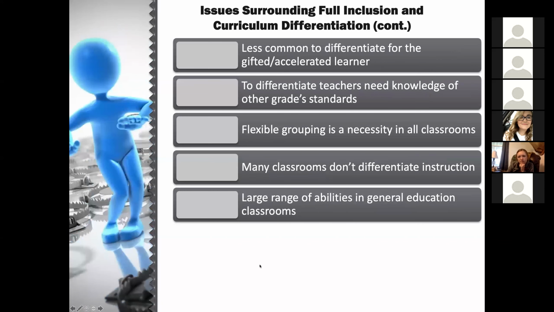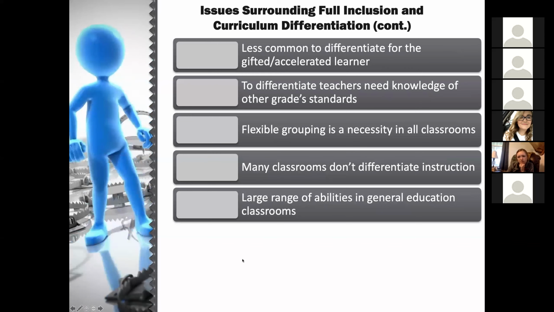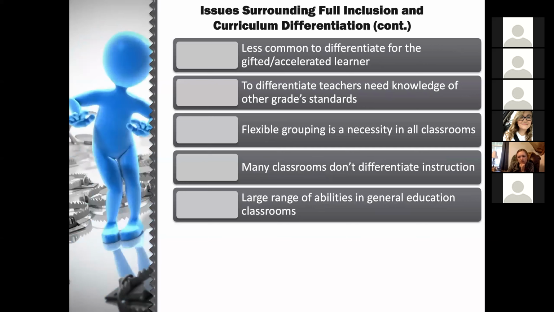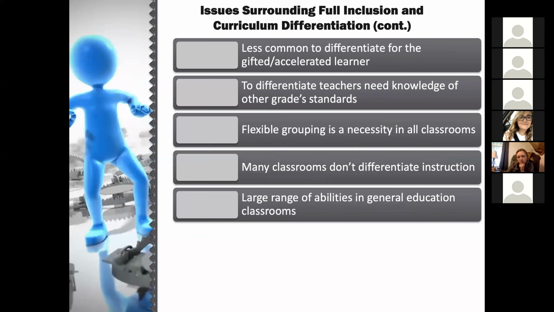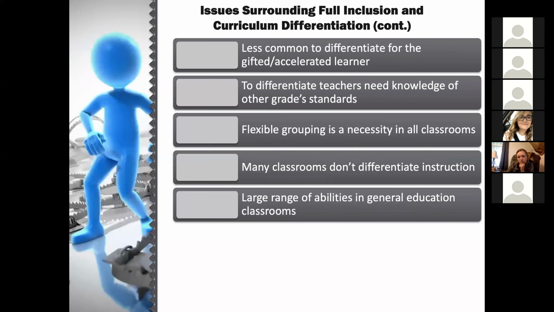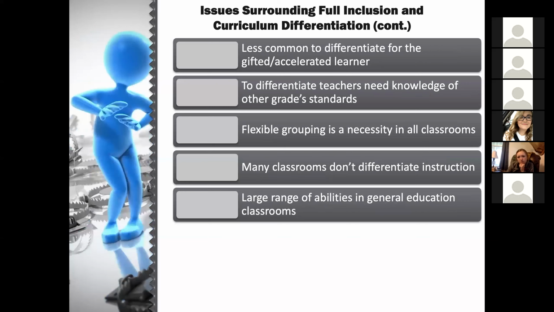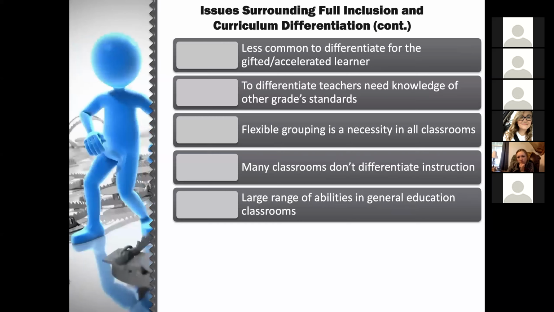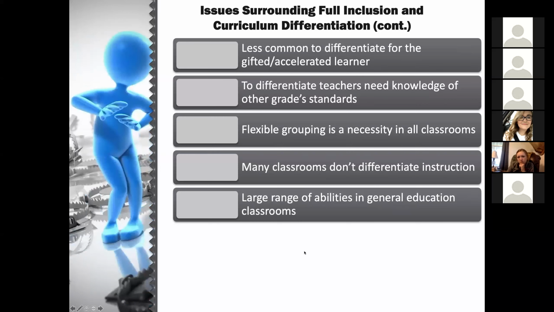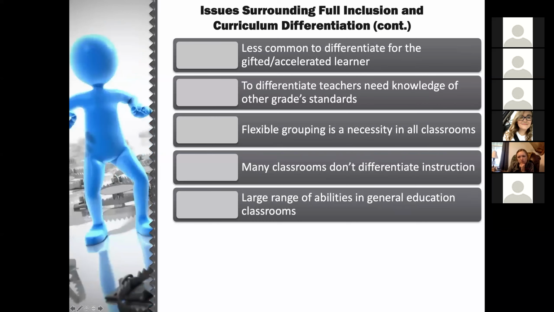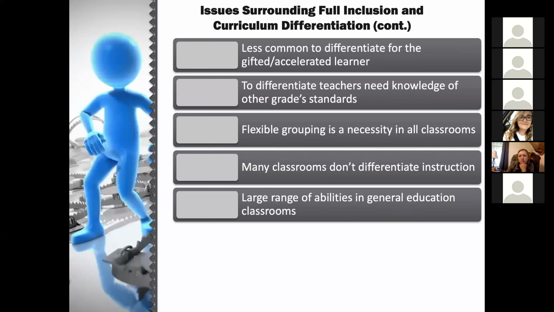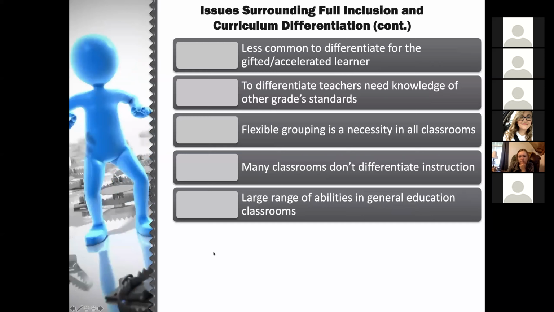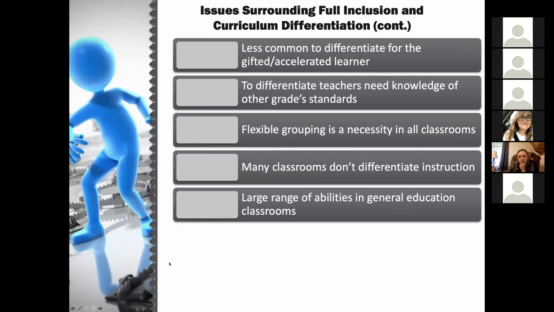We need to know more than just our grade level. That's why I tried to show you some sites that have other grade levels. And remember that many classrooms don't do a good job of differentiating instruction. We have to have flexible grouping. You shouldn't be in the same reading group as your math group or your writing group, for example. That's all a part of a good, fully inclusive classroom.